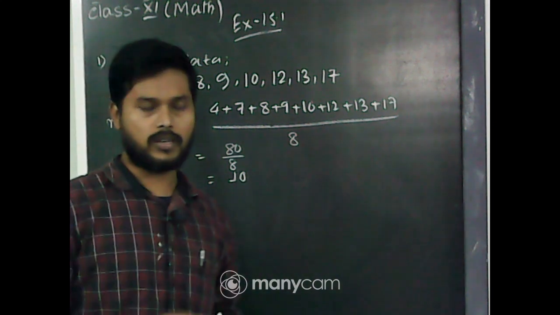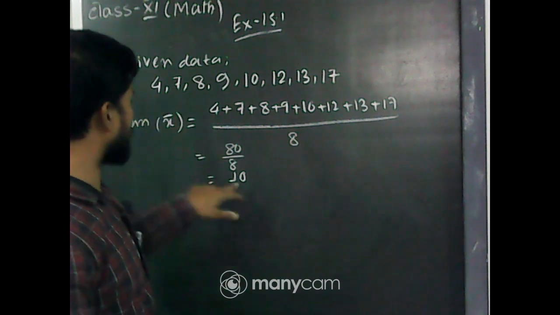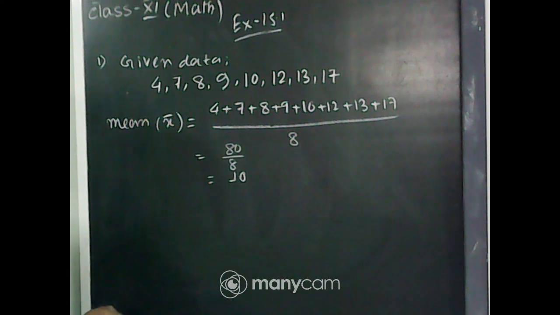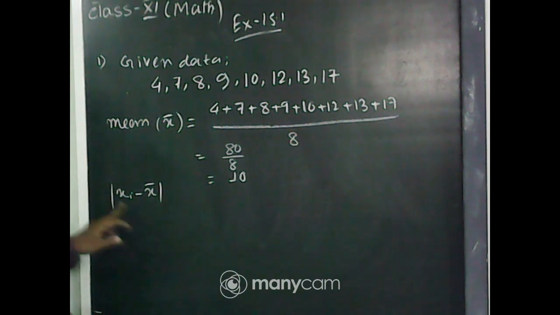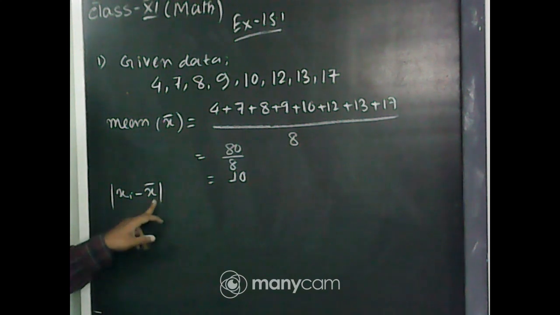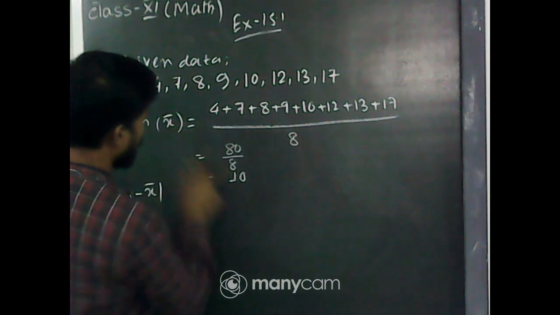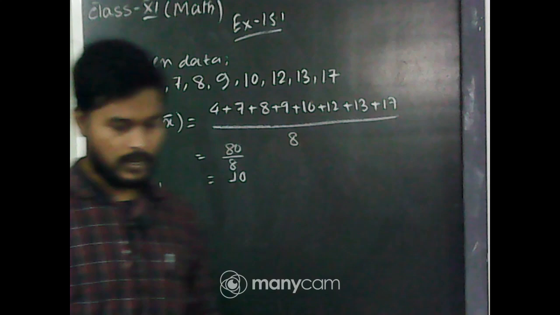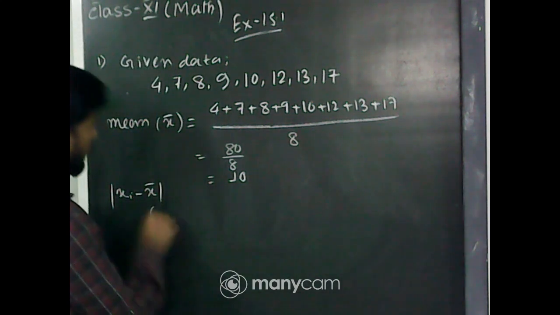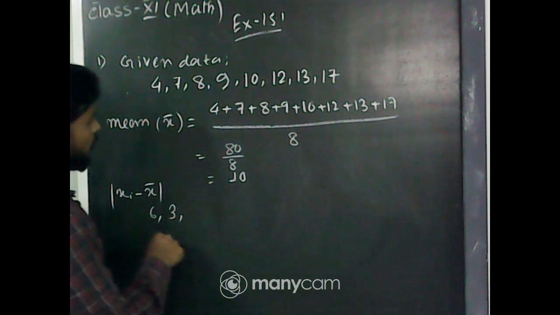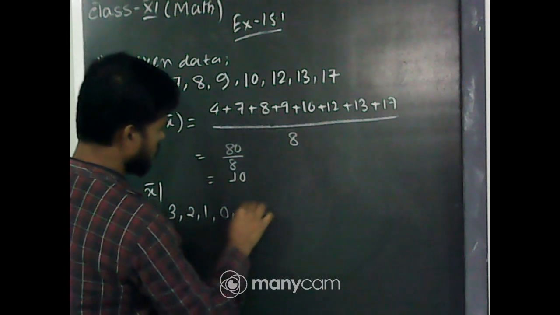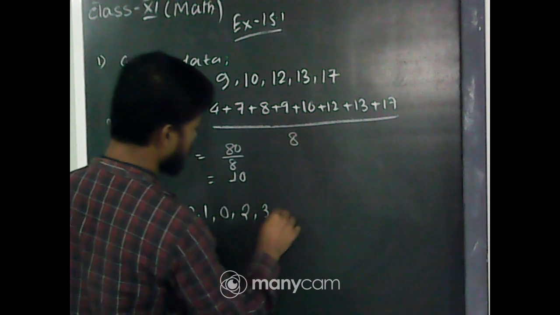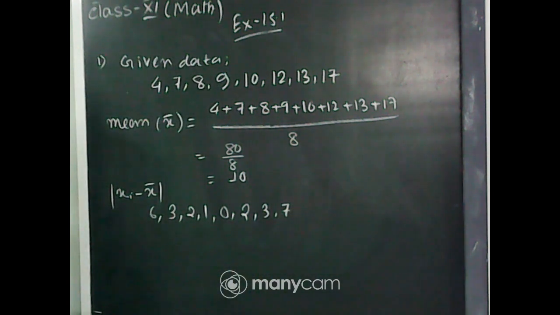When the mean is known, find the absolute deviations of the data from the mean. You can make a table from here. I am writing here xi and the absolute deviation from the mean. So 4 minus 10 is minus 6, and the modulus of minus 6 will be 6 again. So 6, then 7 minus 10 gives 3, mod of 8 minus 10 gives 2, mod of 9 minus 10 gives 1, mod of 10 minus 10 is 0, 12 minus 10 gives 2, 13 minus 10 gives 3, and 17 minus 10 is equal to 7. So these are the absolute deviations from the mean.